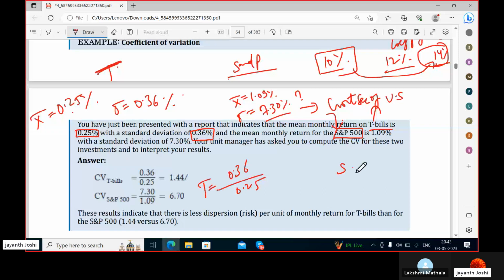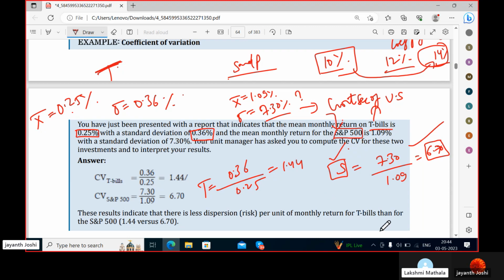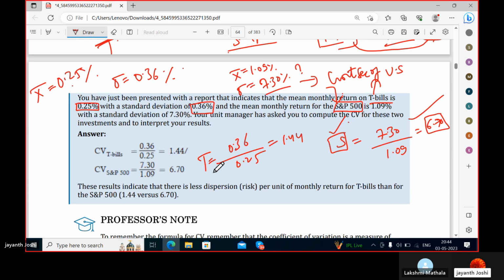7.30 by 1.09. This comes to 6.70 for T-bill, and this comes to 1.44. Now you tell me whose coefficient of variation is high? The Standard and Poor. So what does it mean? It is riskier than T-bill. That means the dispersion or variability will be more, and the returns from Standard and Poor are expected to be very much away from the expectation or the average. Yes or no? Yes, sir. Please see this interpretation. This topic is done.